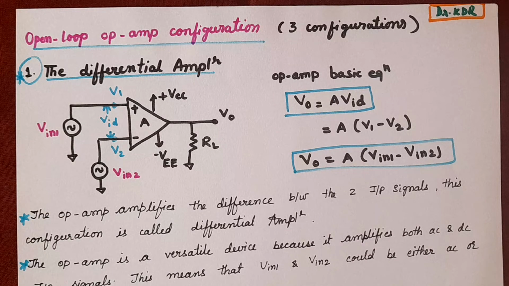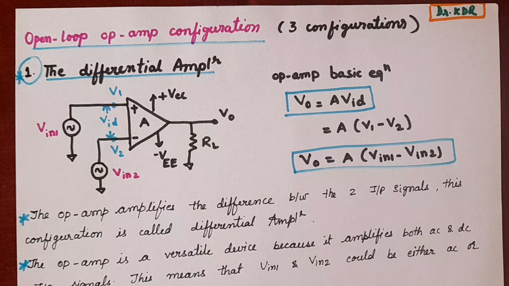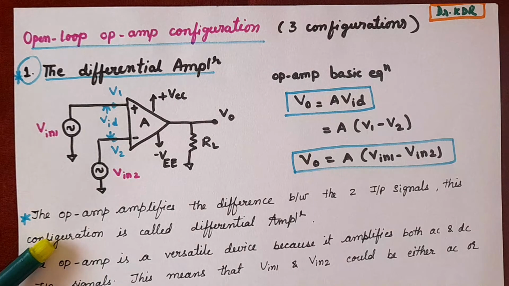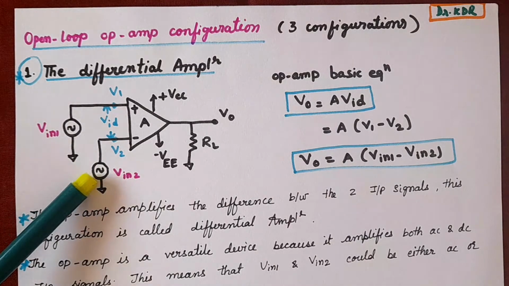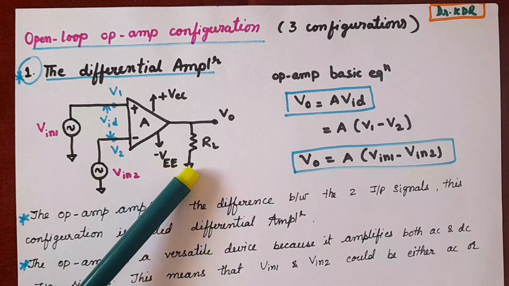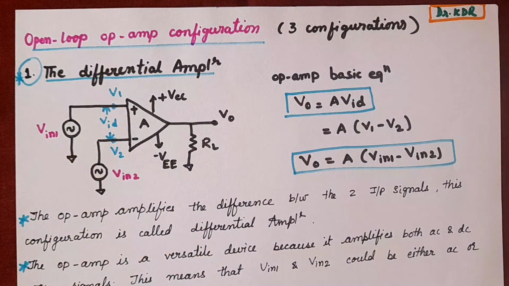The first one is the differential amplifier. Differential amplifier means the op-amp amplifies the difference between the two input signals. So this configuration got the name differential amplifier. Here the two inputs are Vin1 and Vin2. The amplifier will amplify the difference between the two input voltages applied.